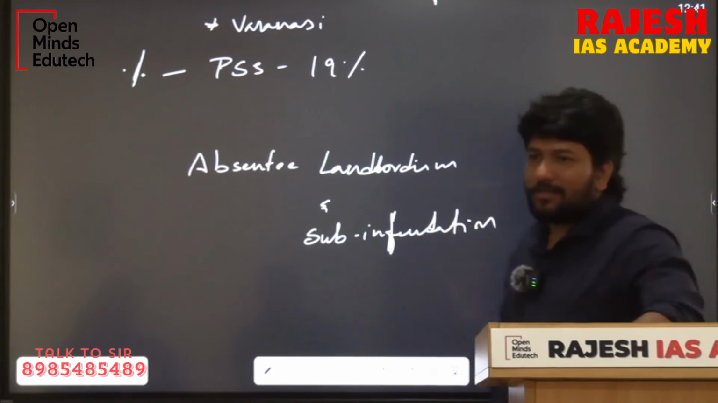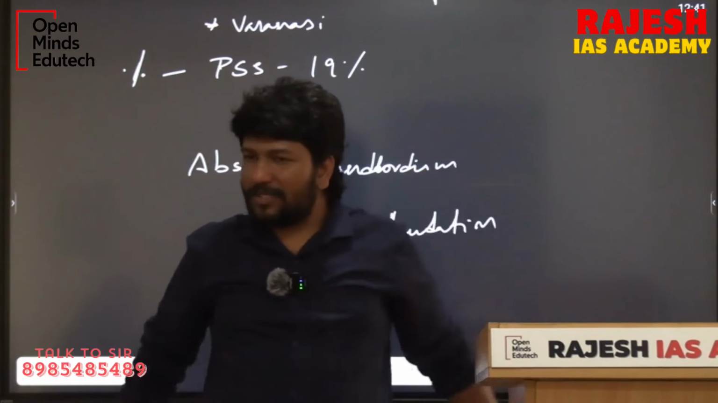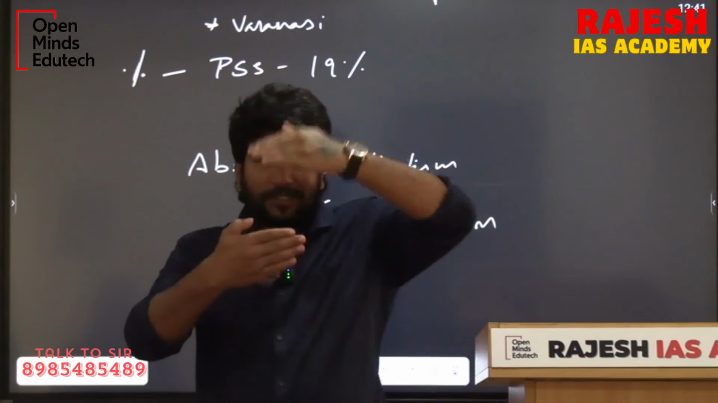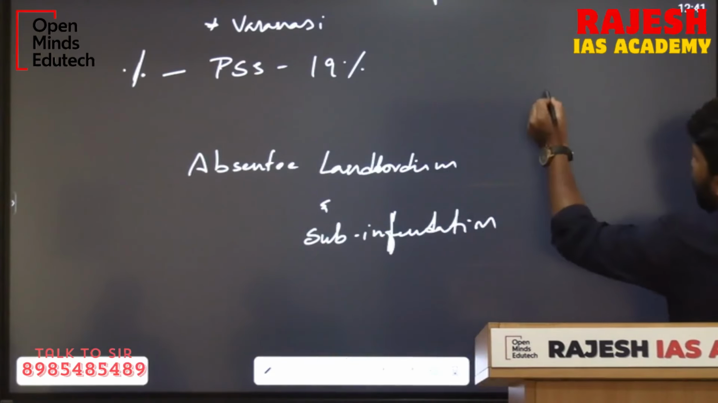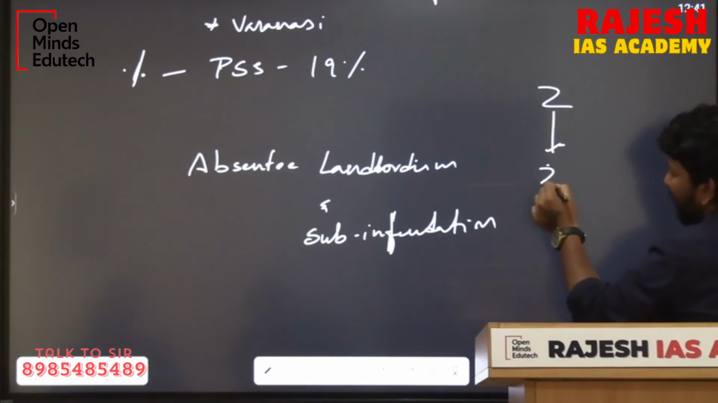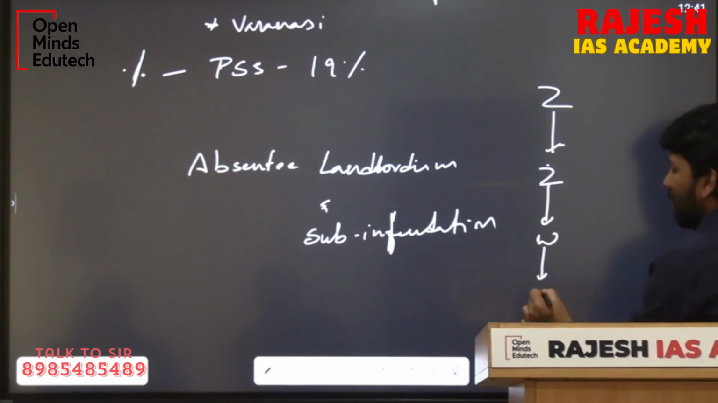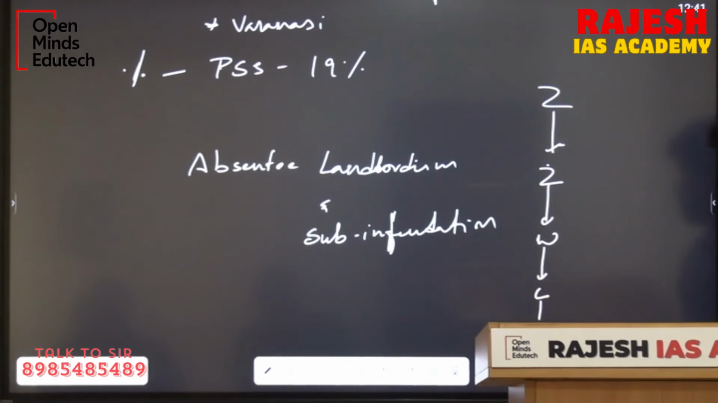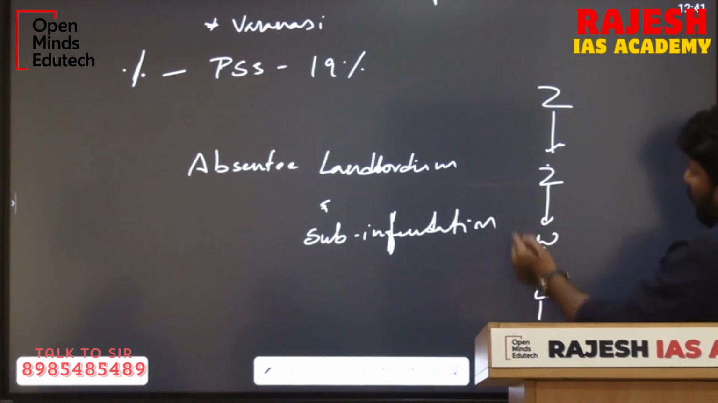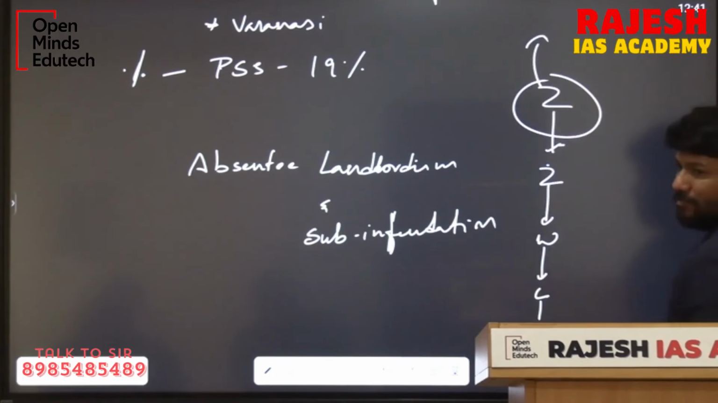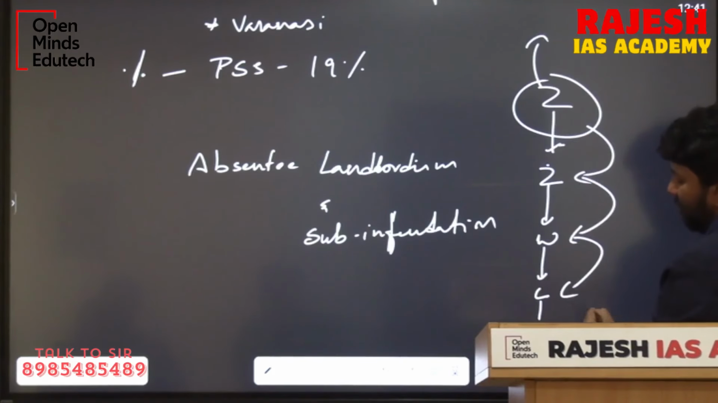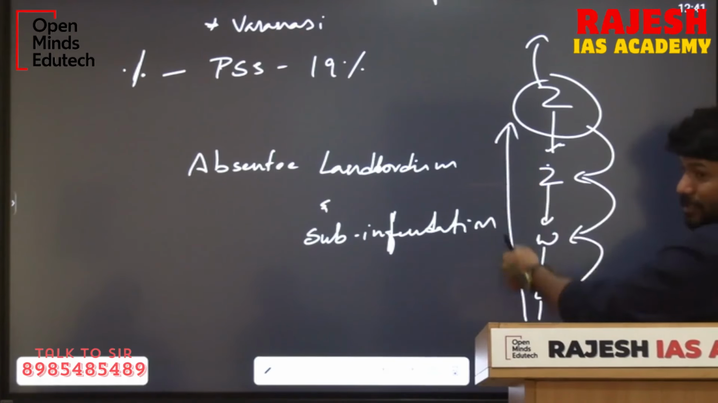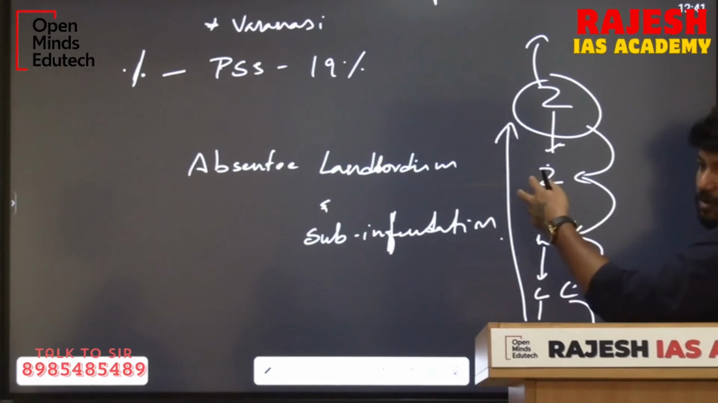Absentee landlordism means Zamindars having huge lands started appointing sub-Zamindars. That is sub-infeudation. Under a big Zamindar there is a small Zamindar, under him a worker, under him a collector, then the peasant. Whatever the Zamindar has to pay, he will take from lower Zamindars, workers, collectors. All the pressure falls on peasants, and in the process they started extracting more and more.